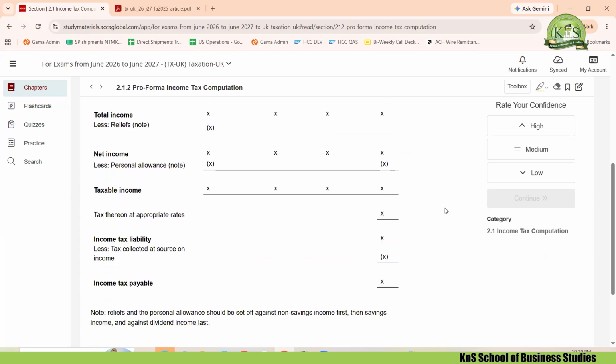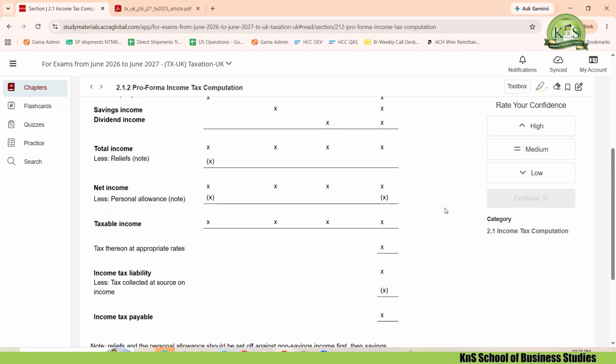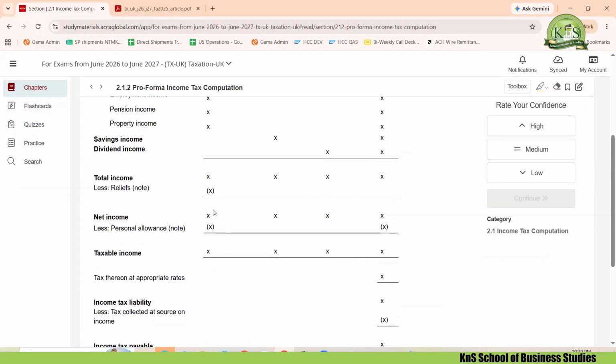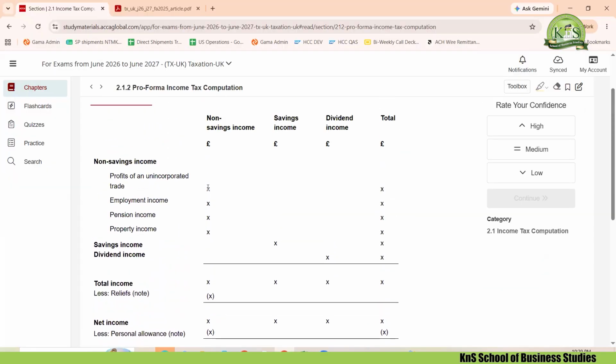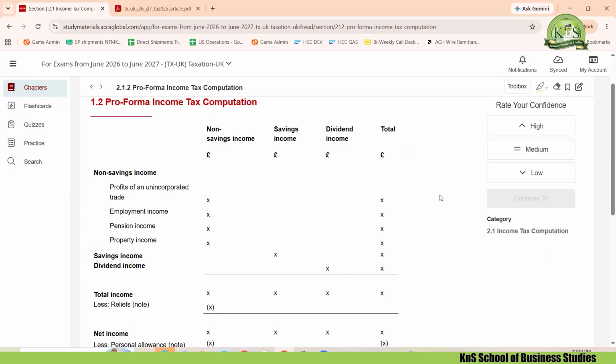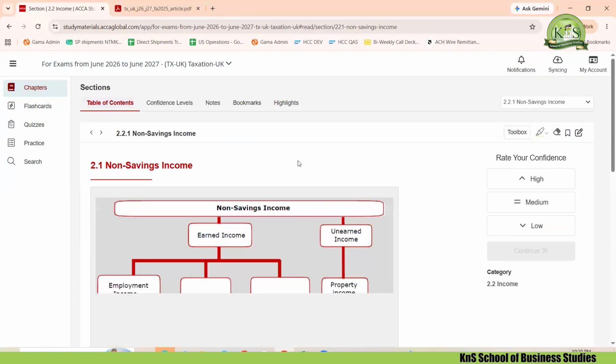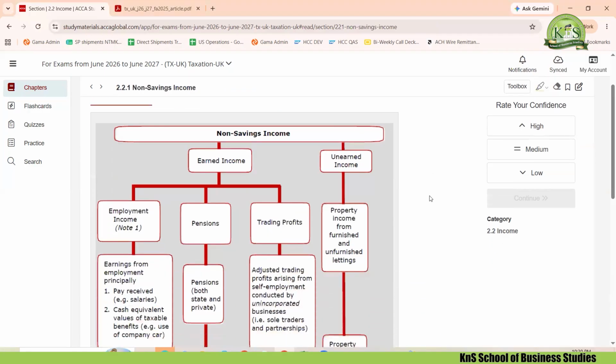You don't need to learn anything. The rates will be given to you in your exam. No need to do anything in that. You just need to put in the figures and the formulas. That's all you will need to do. And in your exam, this 15 marker comes as a must. A must question of 15 marks comes, which you can gain. So this is your non-savings income.